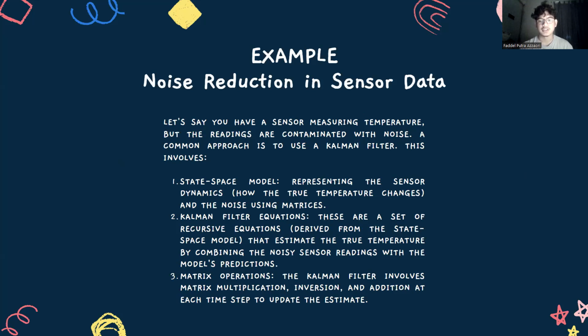Two, Kalman filter equations. There are a set of recursive equations derived from the state space model that estimate the true temperature by combining the noisy sensor readings with the model predictions. Three, matrix operations. The Kalman filter involves matrix multiplication, inverse, and addition at each time step to update the estimate.